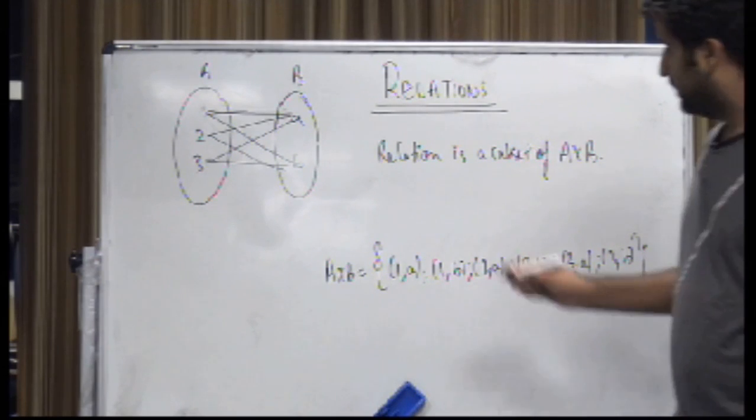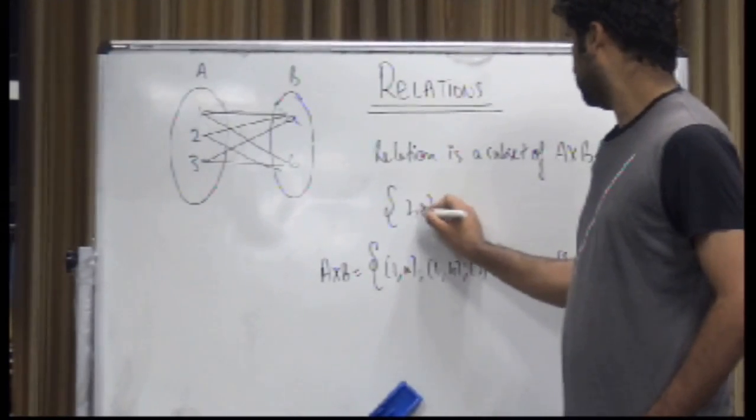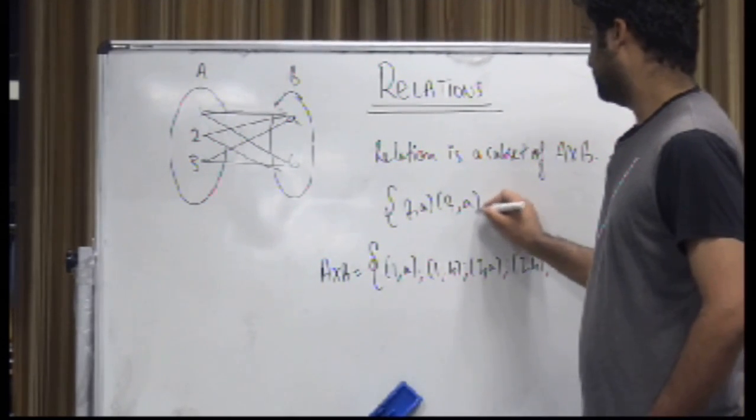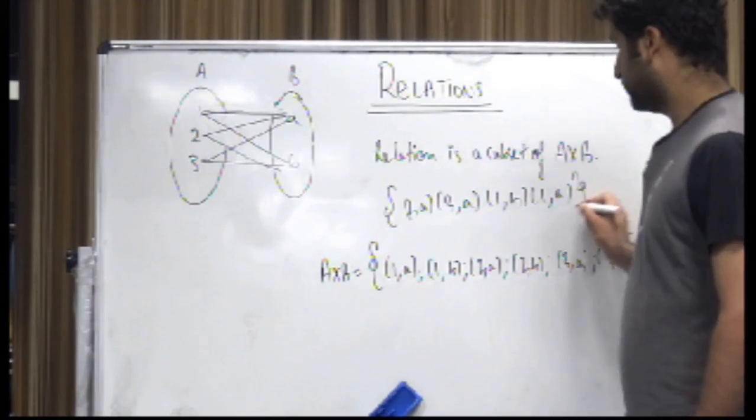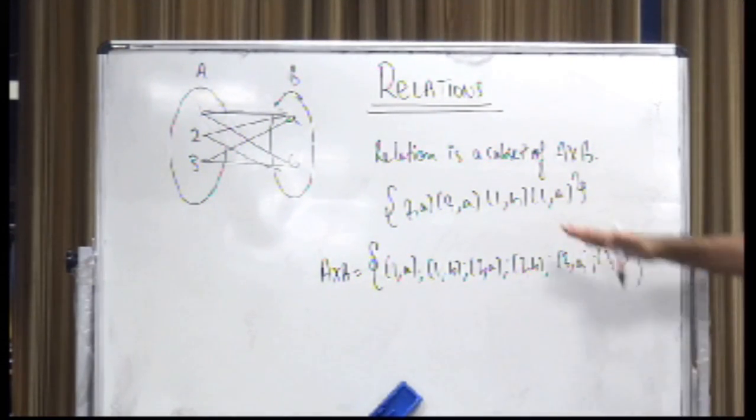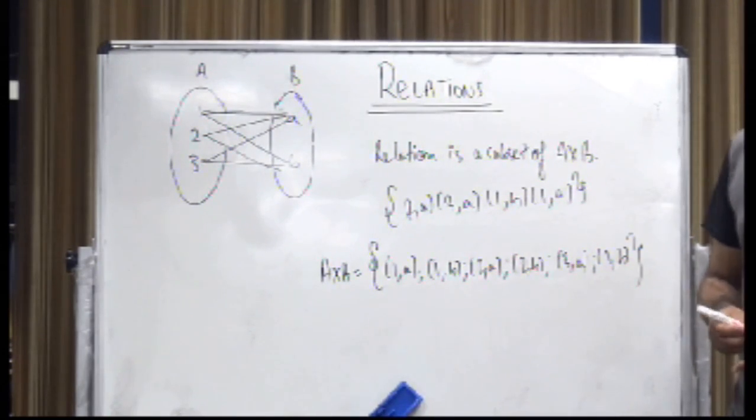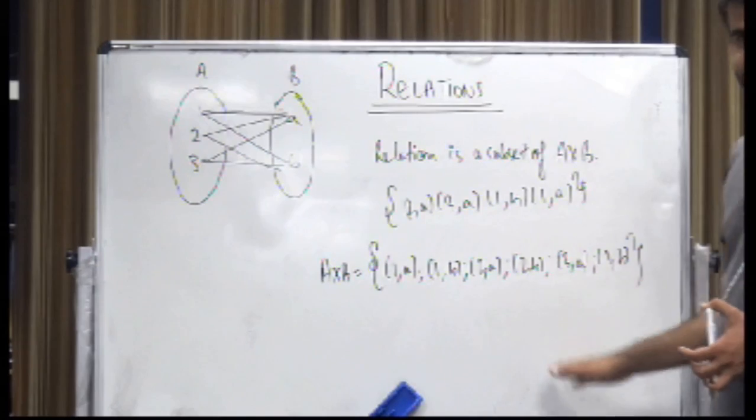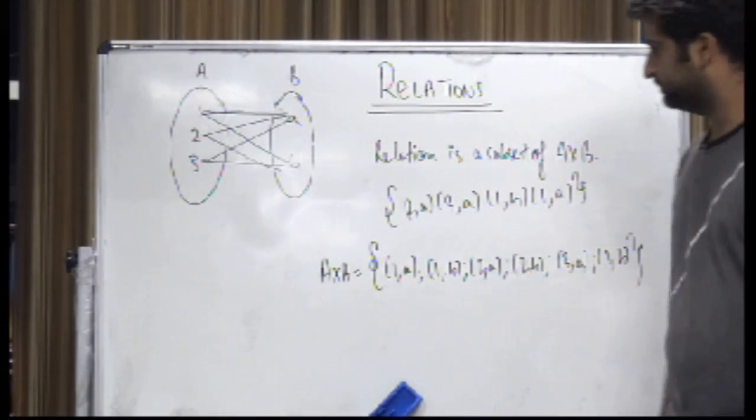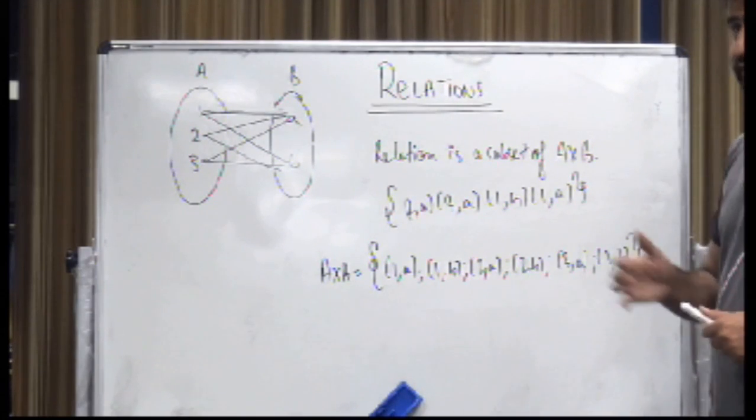Understand? So if I write that I have 2A, 3A and 1B and 1A also, this is a relation because all the elements of this are a subset of A cross B. All the elements in this relation are contained in A cross B. Therefore, this is a relation. So a relation is always a subset of A cross B.